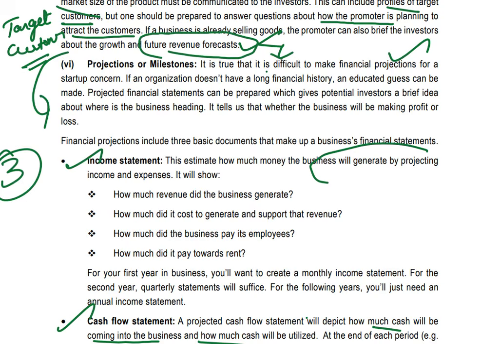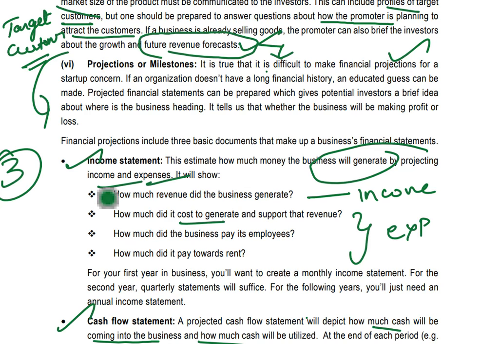Income statement: how the business will generate income, what are their income, what are their expenses. So this is about the income. All the other three are related to expense, that is, what is the cost, what is the amount you're going to pay to employees, what is the amount you're going to pay for rent.